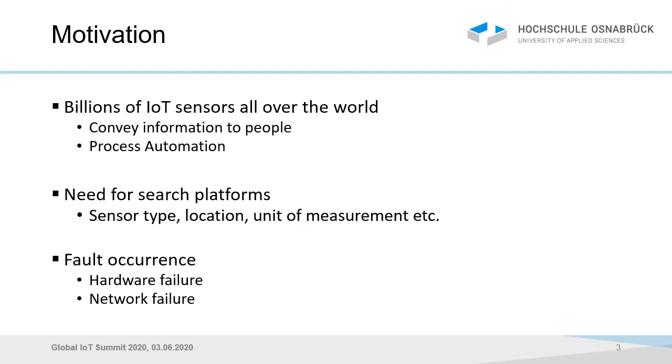The attributes to have the search can be the type of the sensor, its deployed location, unit of measurement, and even precision, among others. One huge problem that can occur is different kinds of faults which make a sensor useless. These faults can occur because of hardware failures like broken sensors, dead batteries, etc., or they can also occur due to network failures, due to which the required data cannot be published to a central repository.